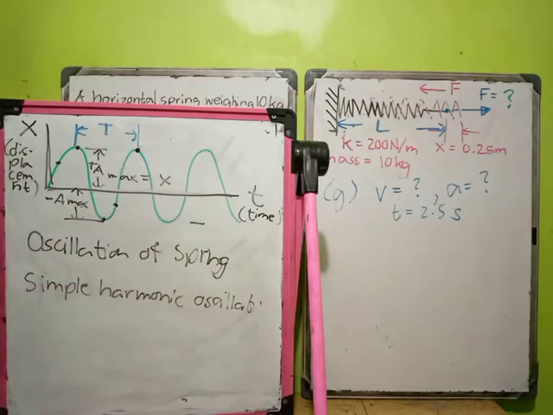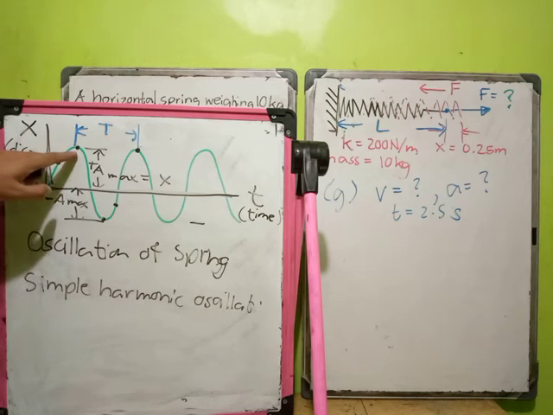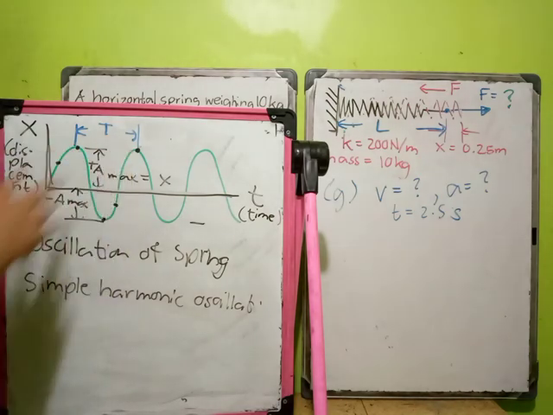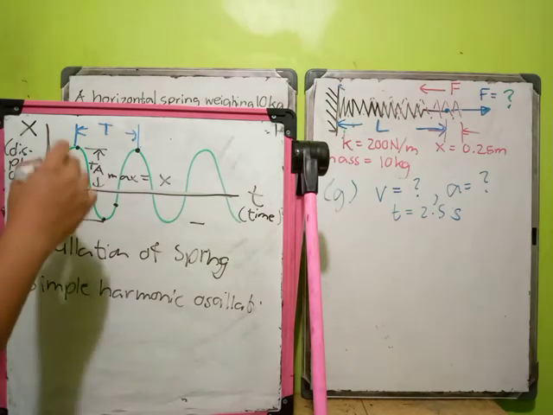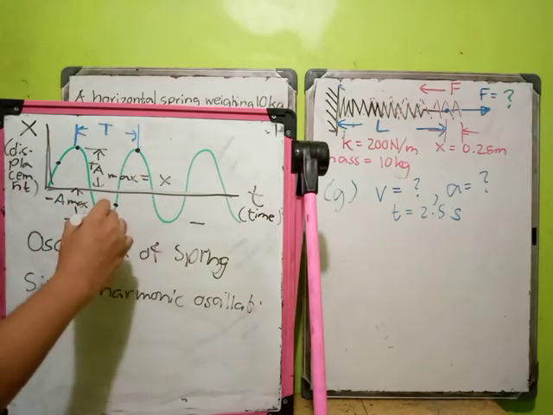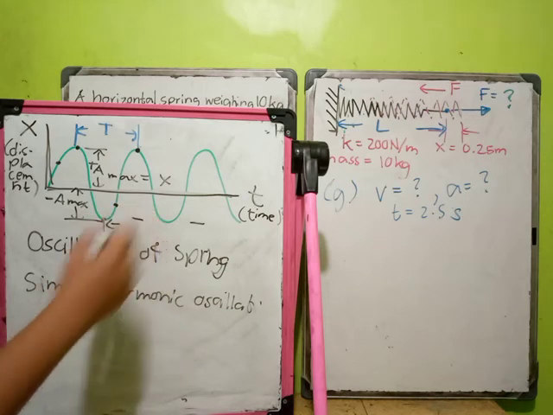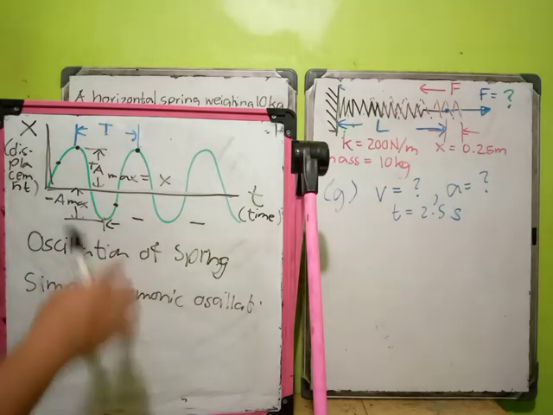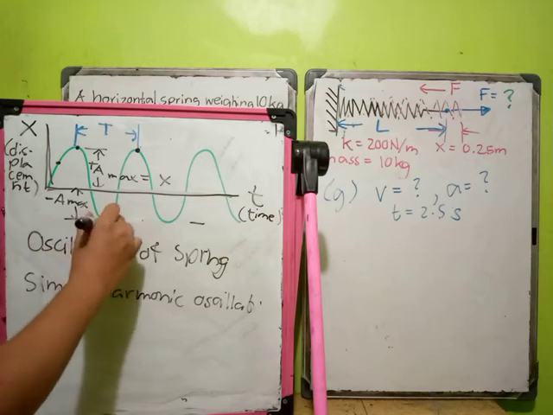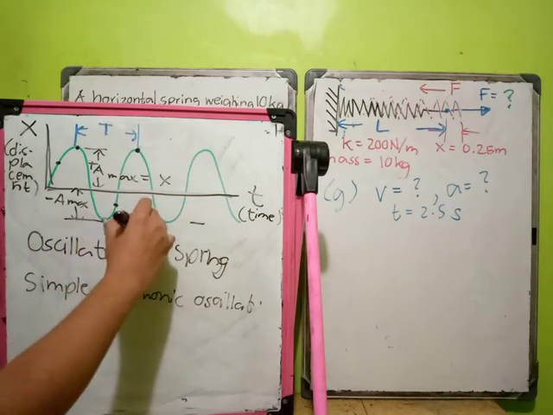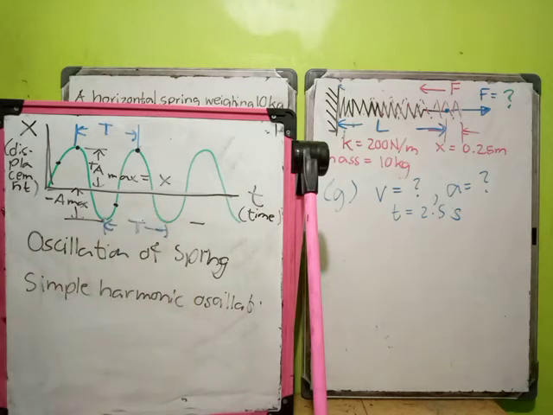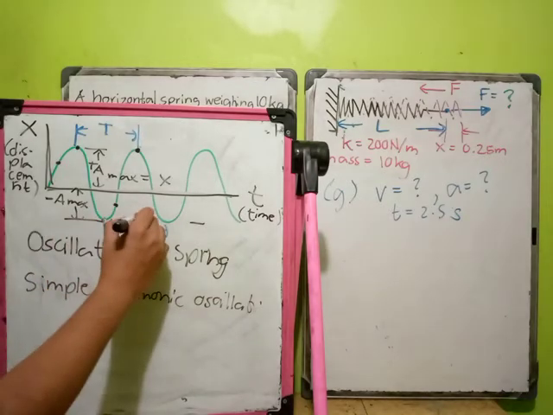mabuo niya yung isang cycle. Okay, when we say cycle, ito yung difference na pareho at that time na naabot niya yung maximum na crest at yung isa is naabot niya yung maximum na crest sa baba at sa ilalim. So, ito yung T. So, in other words, na-complete niya yung isang cycle. Okay? So, yan yung T.